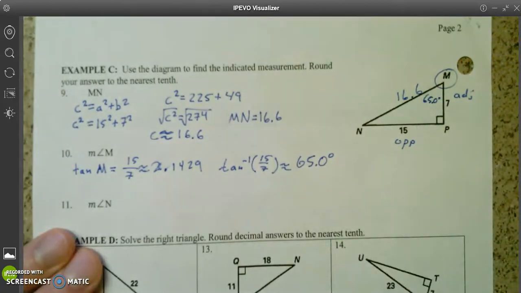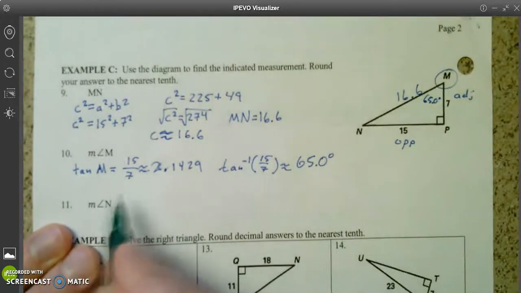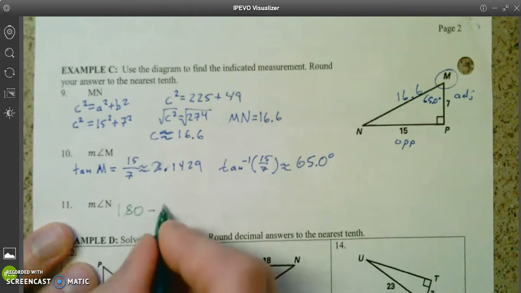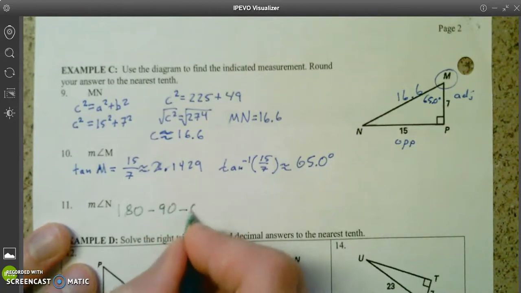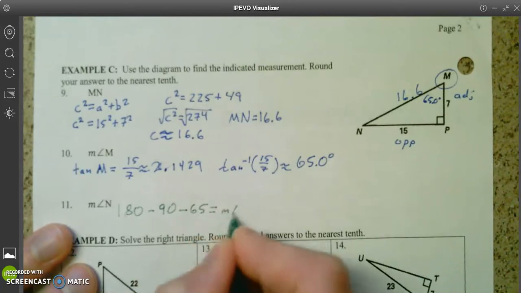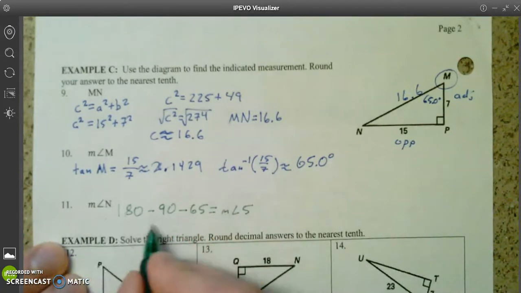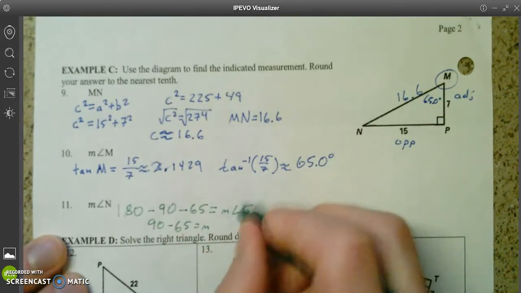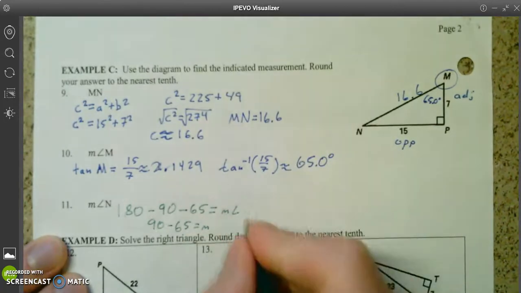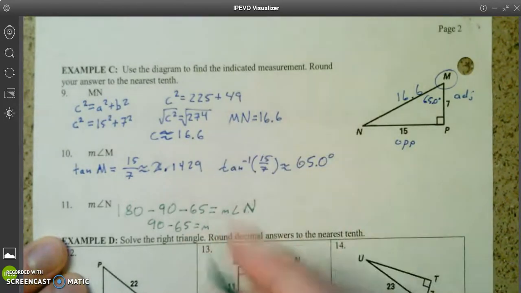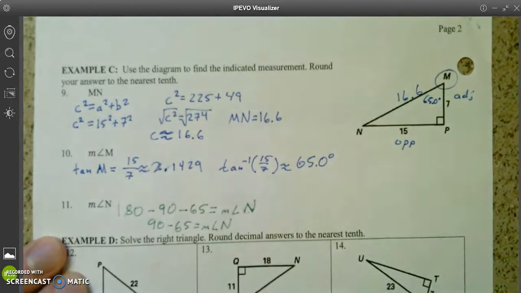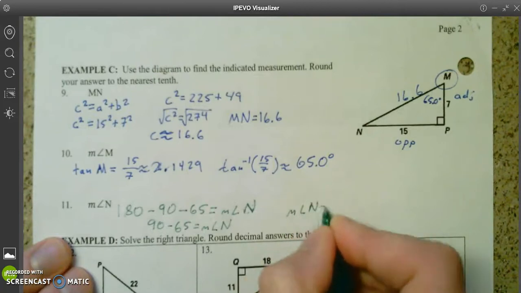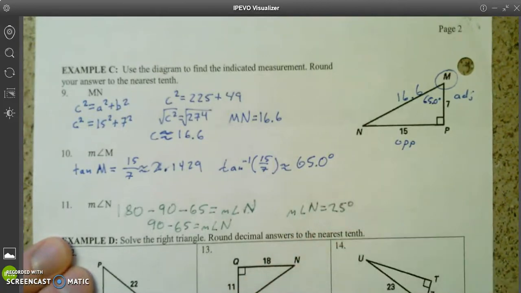Now to find the missing measurement value, you could do trig again, or we know that the triangle is 180 degrees, so if we subtract off the 90 degrees, and we also subtract off what we found, then we're left with the measure of the other angle. So 180 minus 90 is 90. Oh, I don't know why I put 5. I'm sorry. Measure of angle N. There we go. And then 90 minus 65 is 25. So the measure of angle N is equal to 25 degrees.